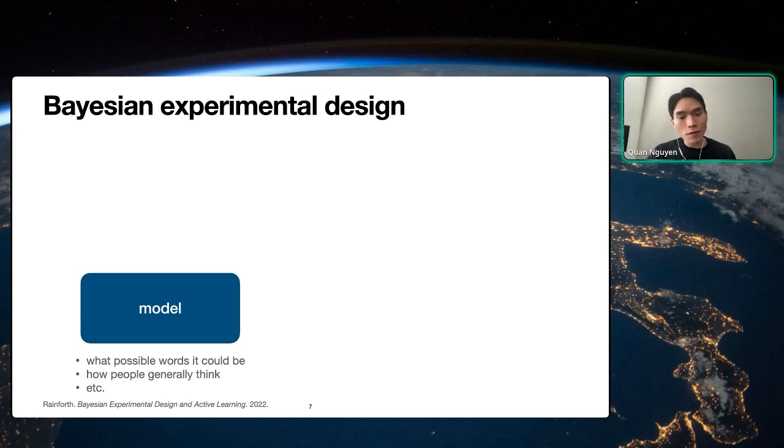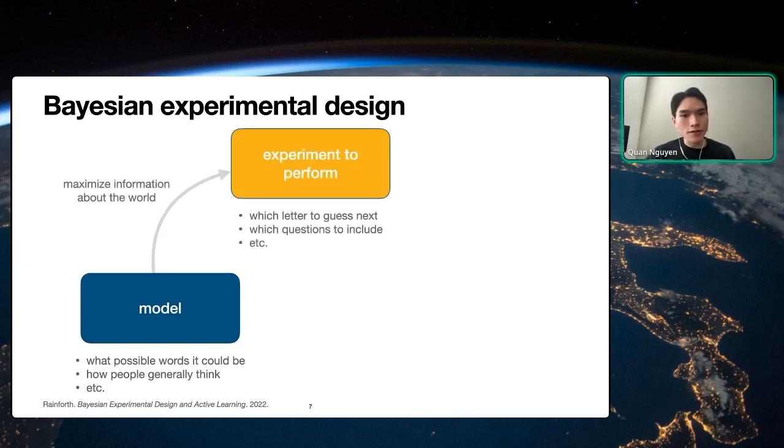Now, what you do with this model is that you will use it to guide which experiments you want to perform, which data points you want to label, in order to maximize information about the word or what you're interested in. So you use this model to answer the question, which letter to guess next in Wheel of Fortune, or which questions to include in your survey to obtain the most information as possible.